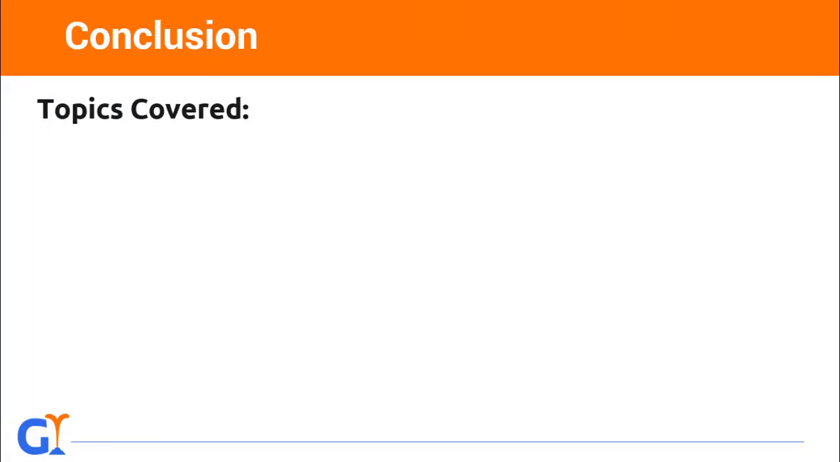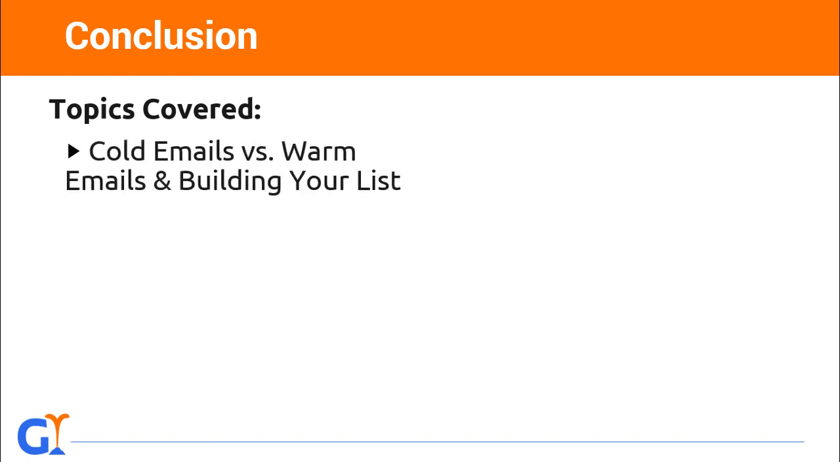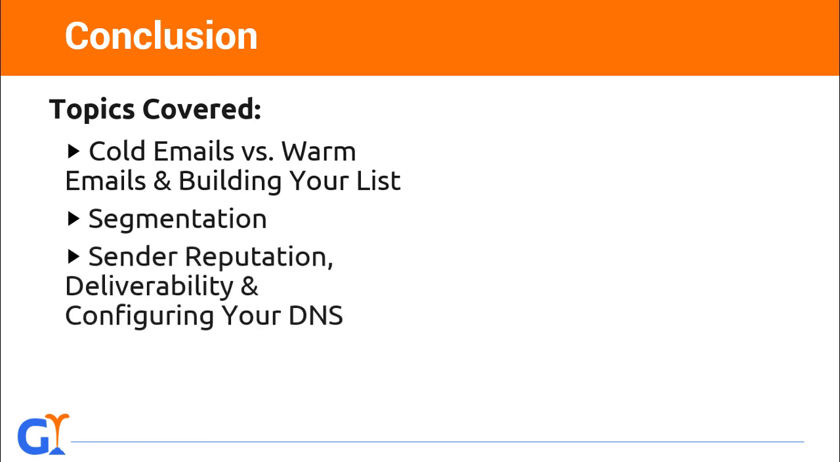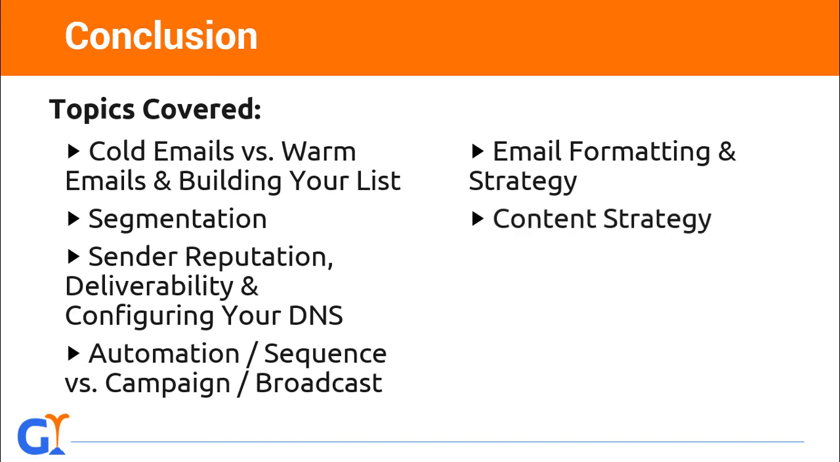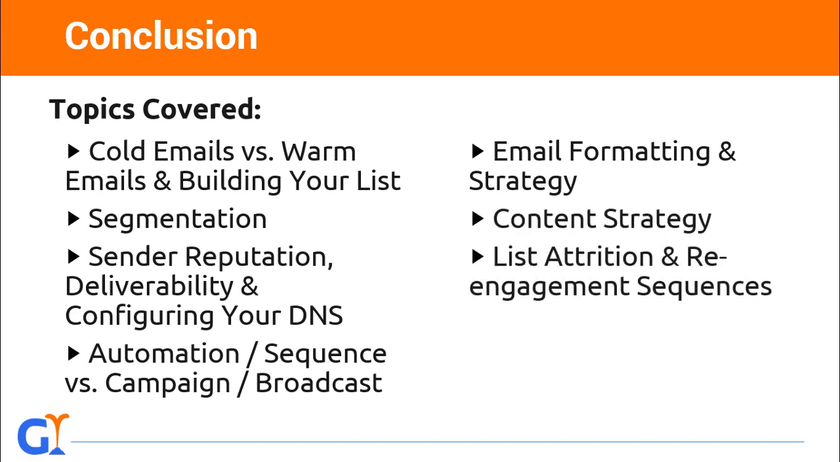Have a look here. That brings us to our conclusion. Here's a recap of the topics we covered in this video. Cold emails versus warm emails and building your list. Segmentation, sender reputation, deliverability, and configuring your DNS. Automation sequence versus campaign broadcast. Email formatting and strategy. Content strategy. And list attrition and re-engagement sequences.